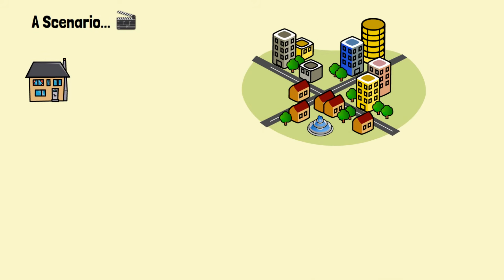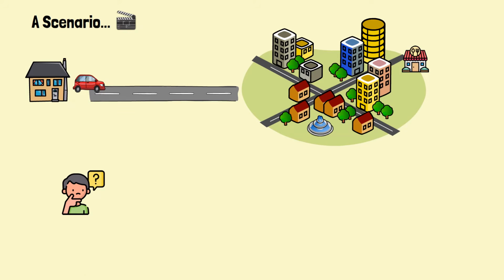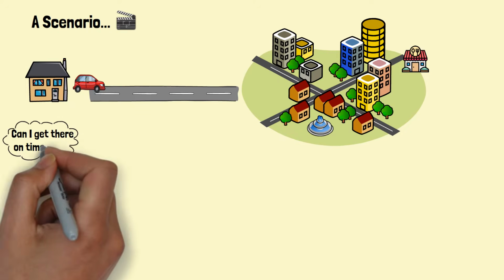Let's use a scenario to elaborate on the risk identification process. You plan to drive from your house to a restaurant in the city center for a date on the coming Saturday evening. Your goal is to arrive at the venue on time in order to impress your date.